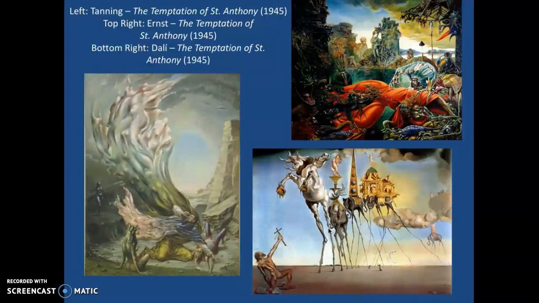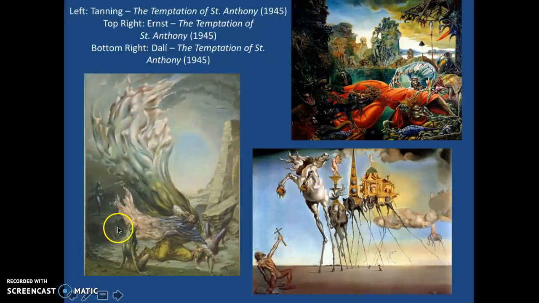Now, Dorothea Tanning did not win. The winner is the one on the bottom right there by Dali, and on the top you can see another image by Max Ernst, another version of the same thing. But all three of these sort of demonstrate the different interpretations of surrealism. So Tanning's image, we have this kind of tortured St. Anthony who is being assaulted by these sort of feminine demons.